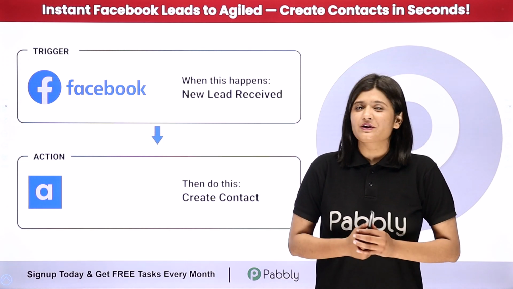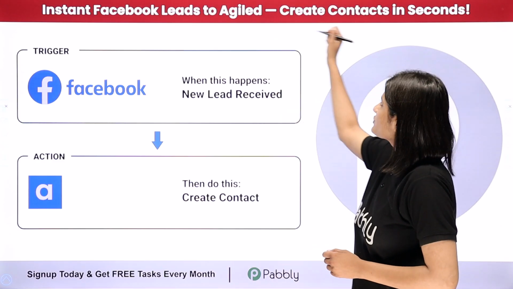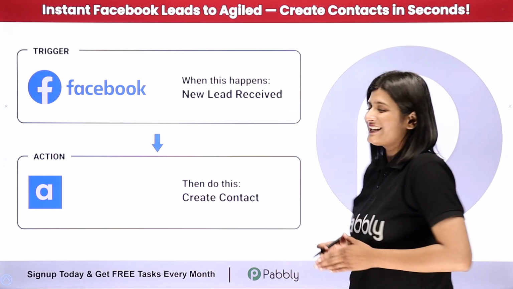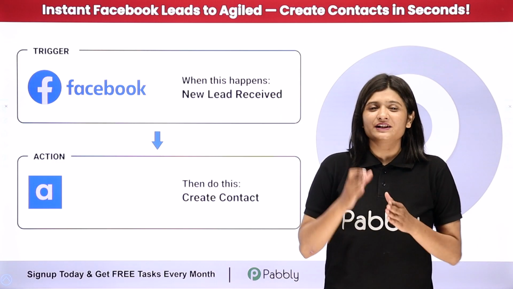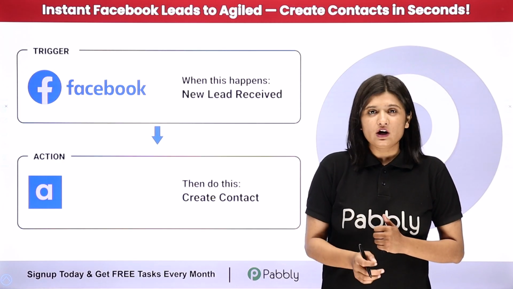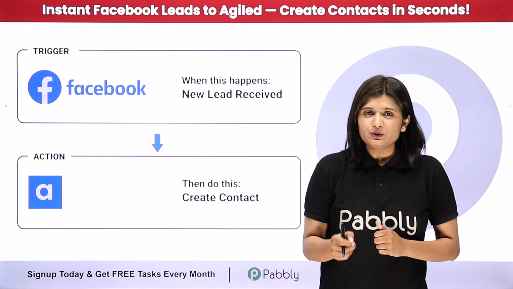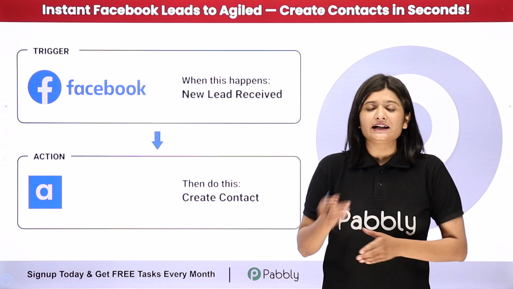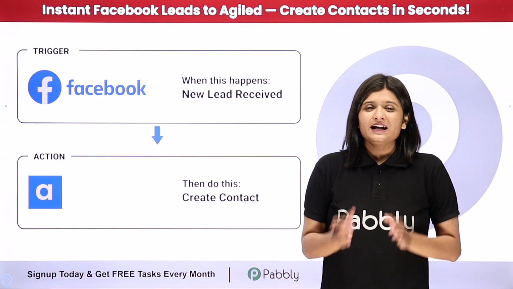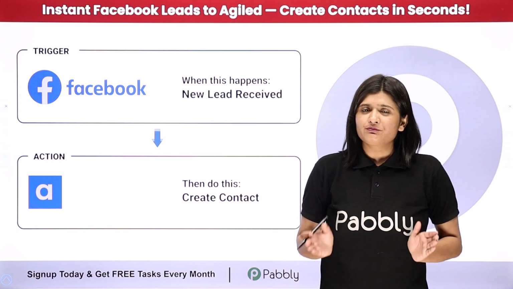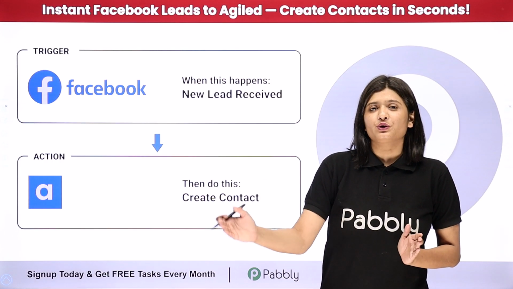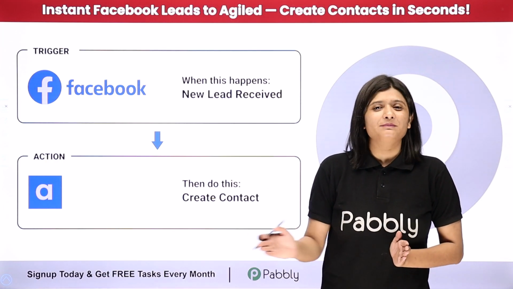In this video, we are going to see instant Facebook leads to Agiled create contacts in seconds. So let's suppose I'm running a digital marketing agency and I'm collecting all my leads using Facebook lead ads. I want that whenever I receive a new lead, I should create this as a contact in my Agiled CRM account. Now doing this manually will consume a lot of my time, and that's why I'm completely going to automate this entire process using Pabbly Connect.